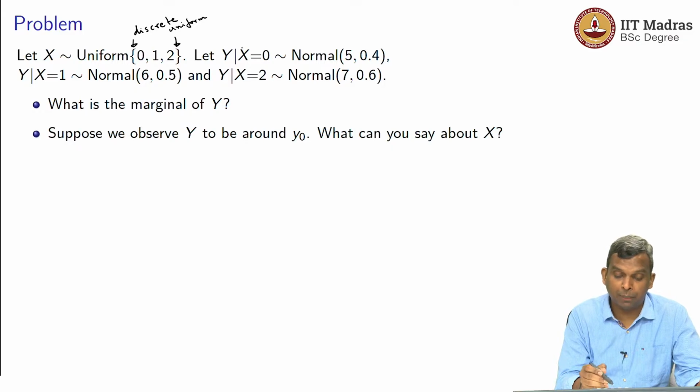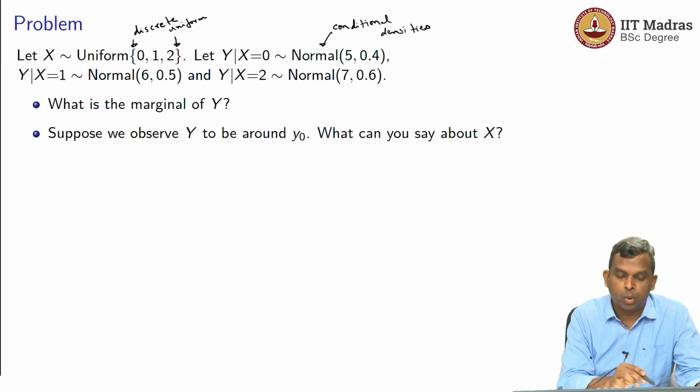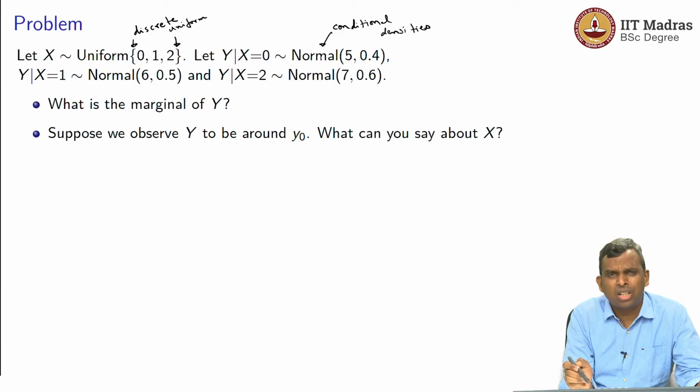So this is Y. These three describe the conditional densities, right? These are all conditional densities: Y given X equals 0, Y given X equals 1, Y given X equals 2. So the distributions are: this is normal(5, 0.4), this is normal(6, 0.5), this is normal(7, 0.6). This could be any other distribution also, just three different distributions.